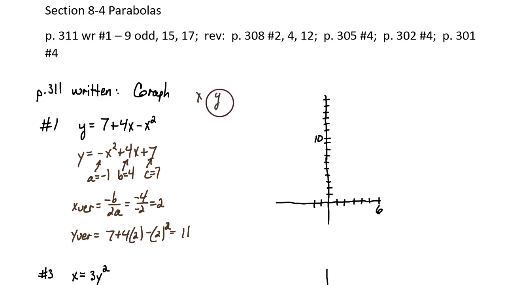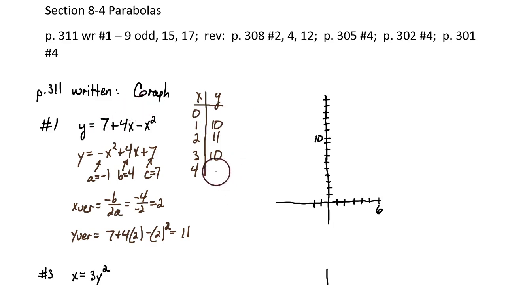Let's make an xy table. And in the center row, use 2, and then y was 11. Going to the left from 2, it's 1, then 0. Going to the right, it's 3, then 4. Now substitute a 3 into the original equation. Right there, and evaluate the answer. So 7 plus 12 is 19, and 19 minus 9 makes 10. This one here will turn out to be 10.